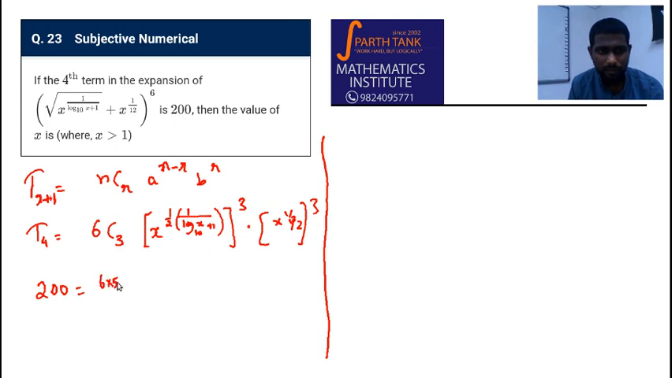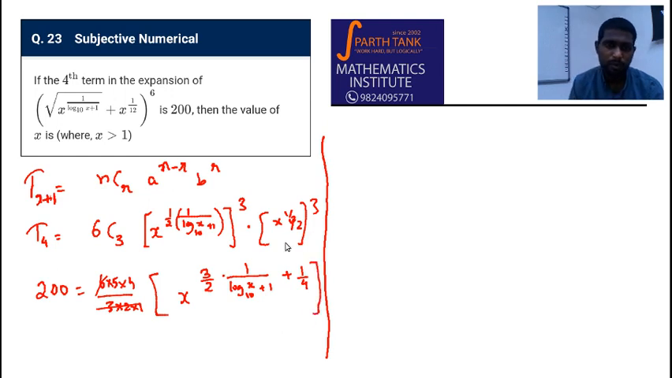6C3 is how much? 6, 5, 4, 3, 2, 1, 20 basically. And here, if I simplify this a little bit further, this can become 3 by 2 into 1 by log of x base 10 plus 1, plus 1 by 4. 3 times 1 by 12 is 1 by 4. Now if you take this 20 to the other side, it becomes 10 is x to the power 3 by 2 dot 1 by log x base 10 plus 1, plus 1 by 4.